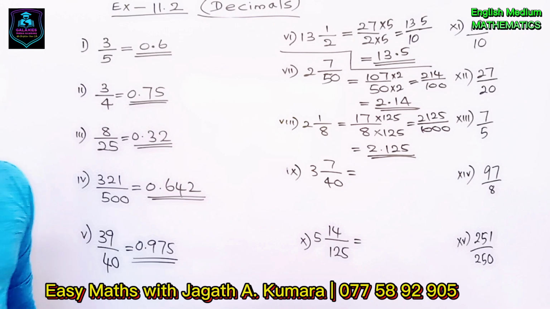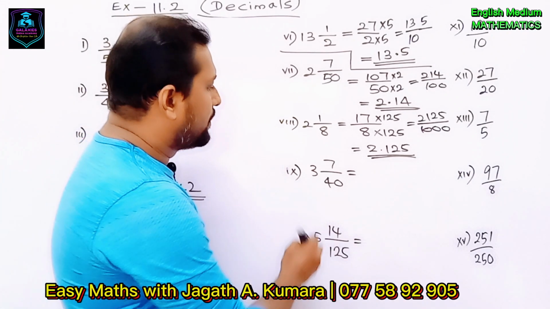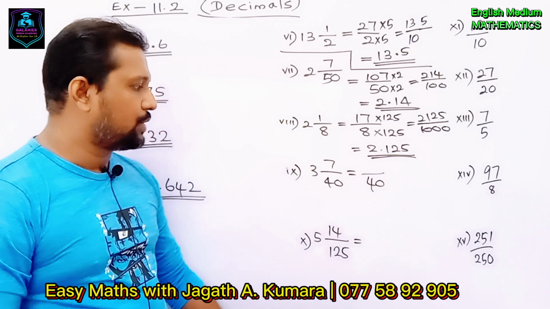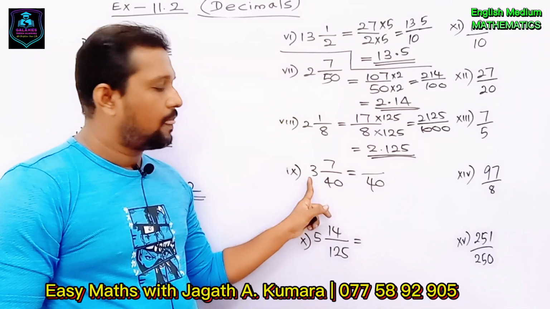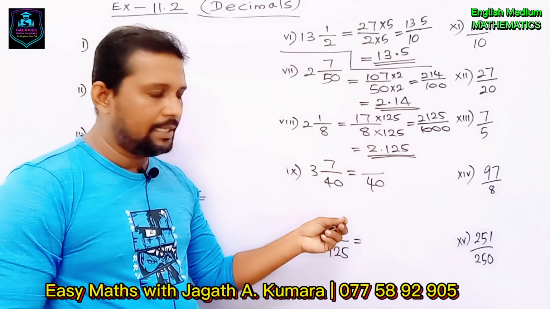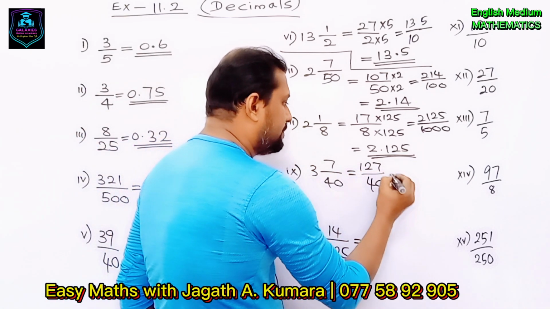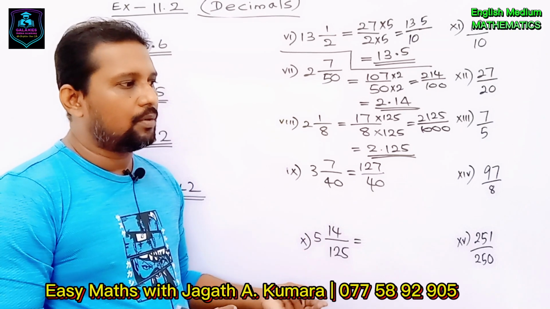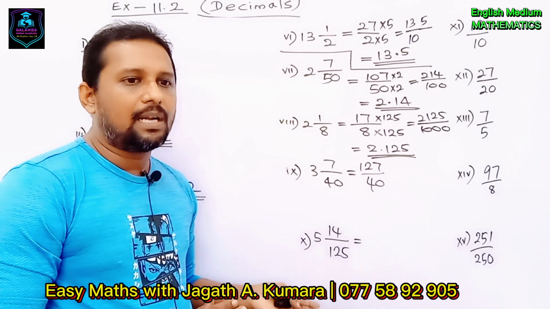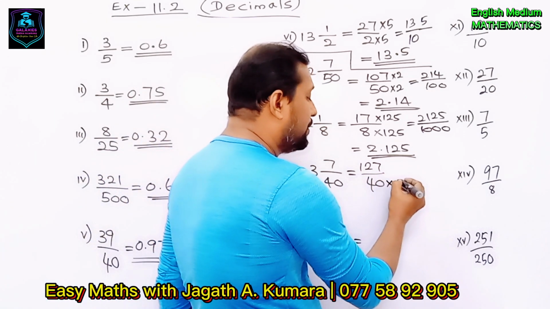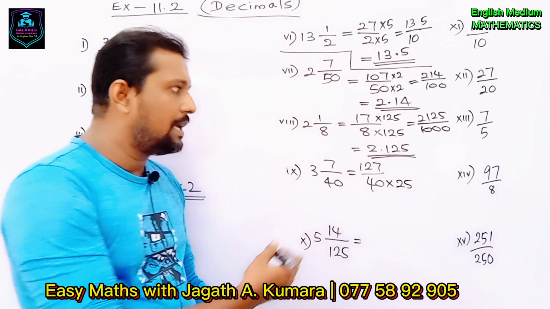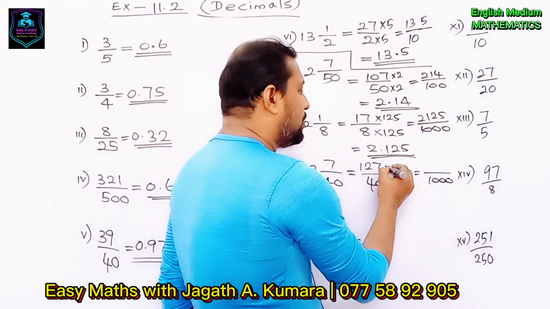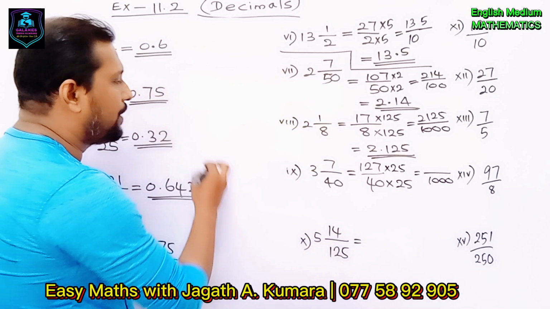Right. Then for the next one also I am going to get the answer using this method. 40. First I am going to convert into an improper fraction. 40 times 3 is equal to 120, plus 7, 127. Then you can convert 40 into 1000. We can't convert it into 10, and we also can't convert into 100 by multiplying a whole number. So you can multiply by 25, then you can convert into 1000. Then both numerator and denominator you have to multiply by 25.